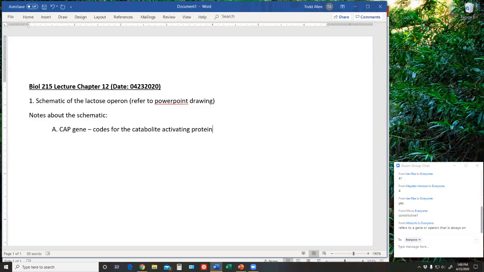Okay. This protein, CAP, is involved in the catabolite repression phenomenon. Okay. If I'm going too fast, let me know.